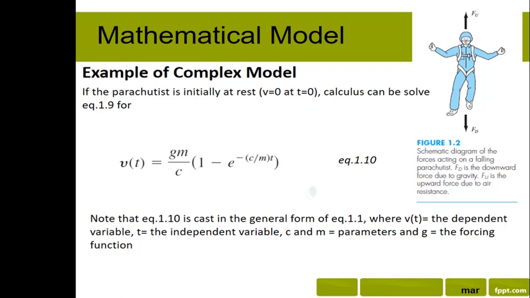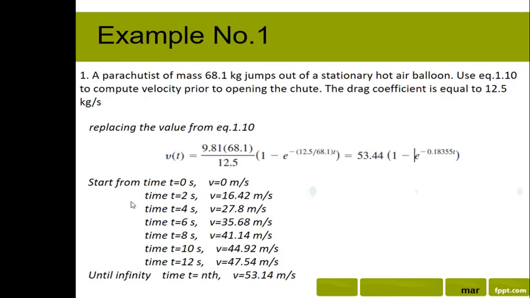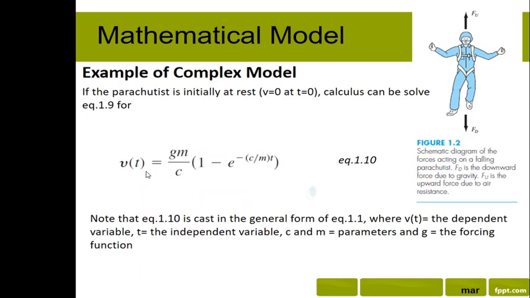Note that this equation is cast in the general form of equation 1.1, where v(t) is the dependent variable, time t is the independent variable, c and m are the parameters, and g is the forcing function. This is an example of an exact or analytical solution wherein we can compute the value of the velocity.